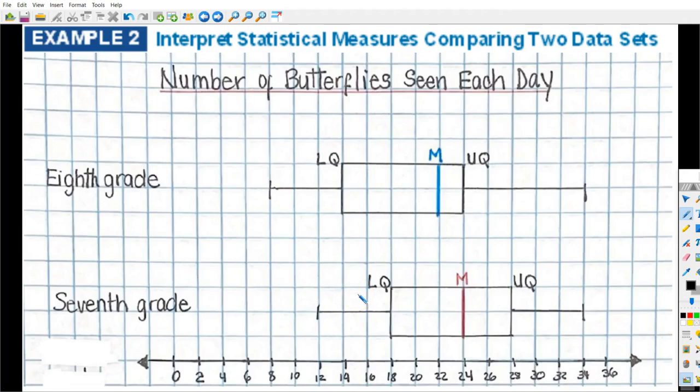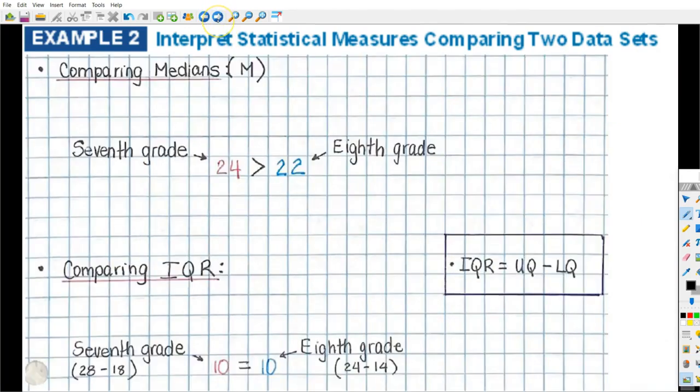Pause it. Let's move on to the questions, the measure of center and the measure of variability. So we're looking at the medians. We're comparing the medians. 7th grade had a higher median, so they had a higher measure of center. They had 24 compared to 22 in the 8th grade.